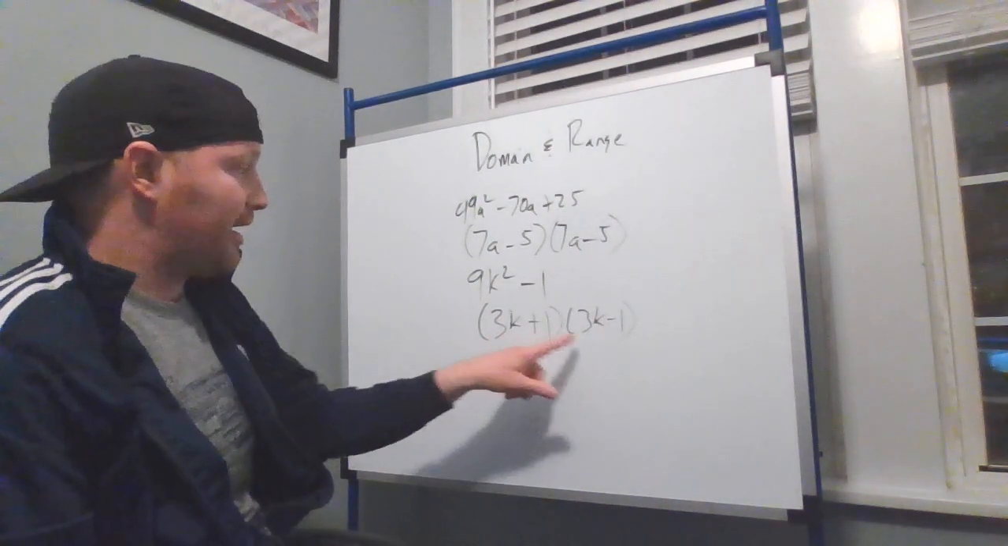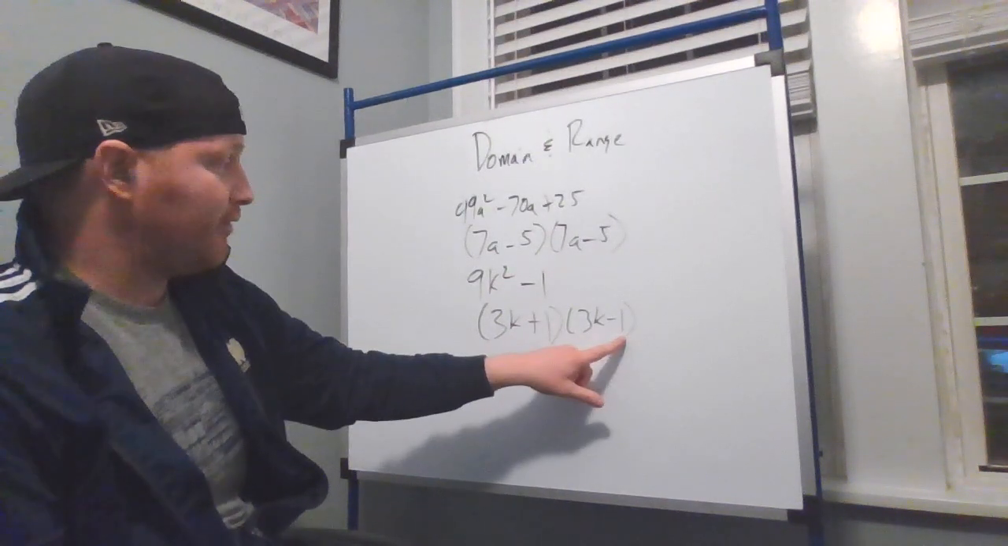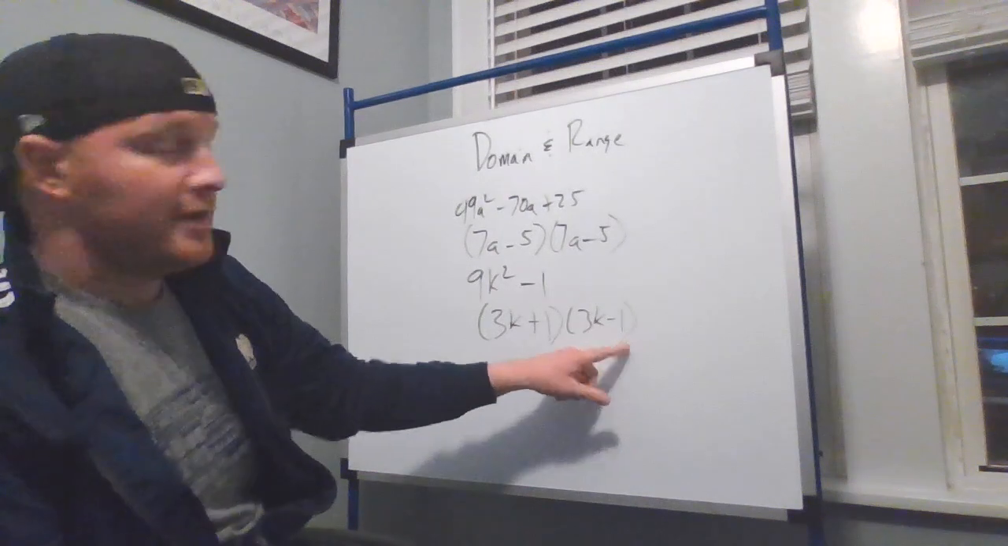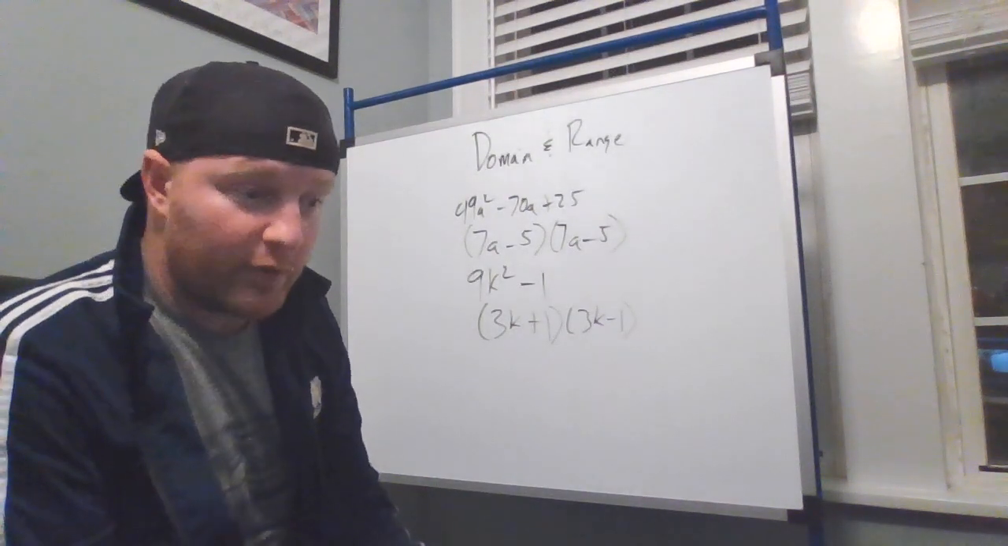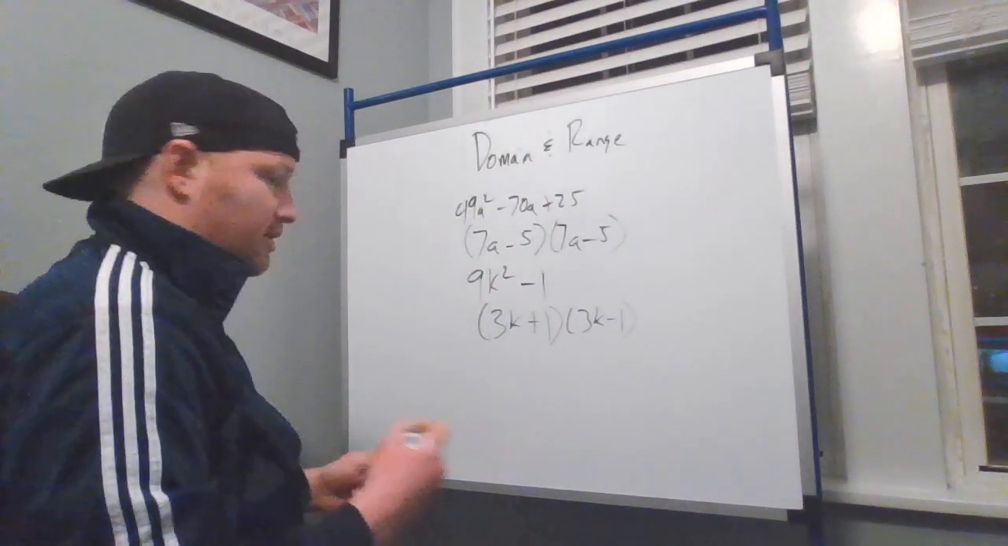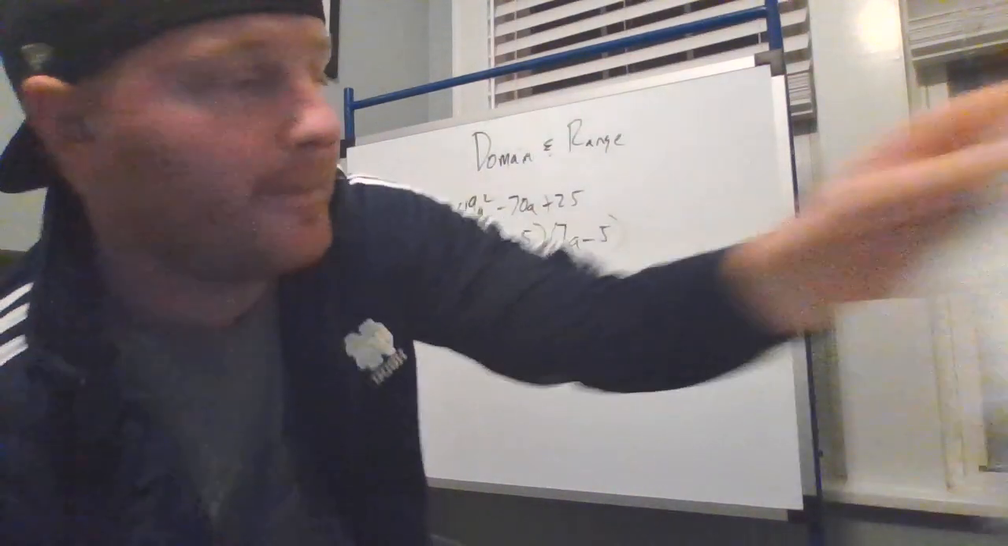All right? So now I got 9k squared, negative 3k, positive 3k, which cancels the middle term. Negative times positive is negative 1. So there's that. Another example is going to be, give me a second.